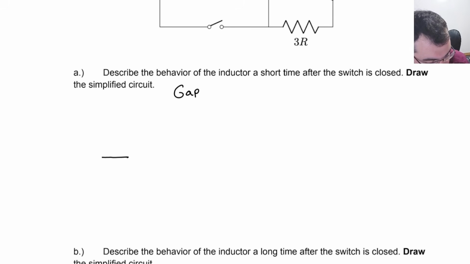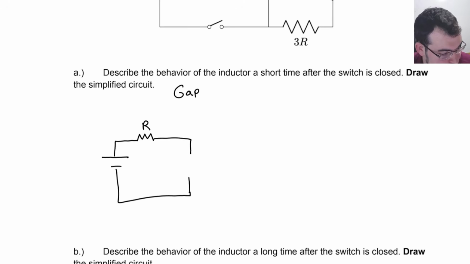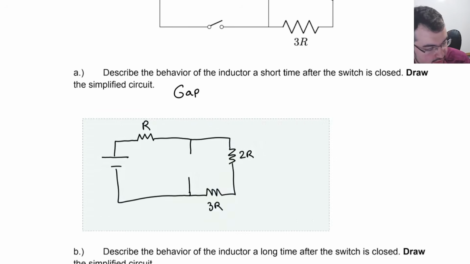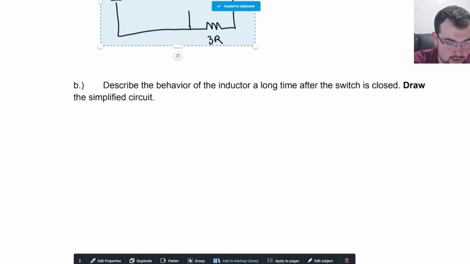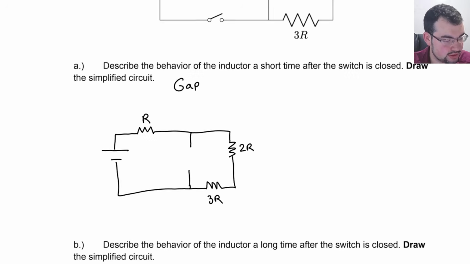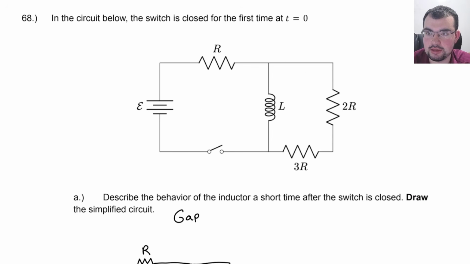So I'm just going to redraw my circuit. I'm going to leave the inductor branch alone for a minute here, so I can shamelessly copy paste, because I know I'm going to redraw it for the long time case. Get that ready. So after a short time, it is a gap. So this is opposite to the capacitor behavior, right?